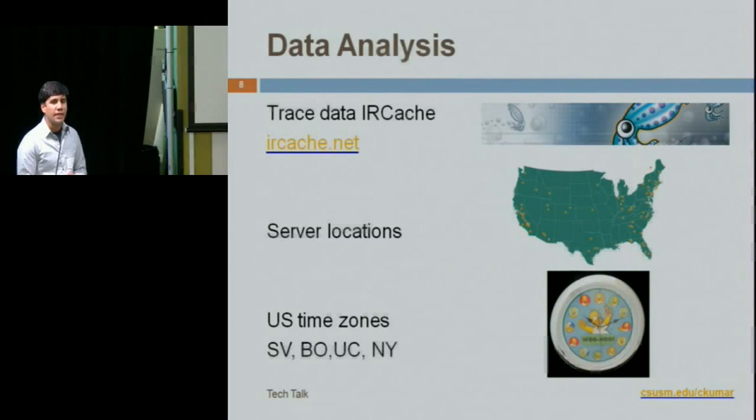All right, so for our data analysis, we procured data from the IR Cache network, which has a collection of 10 proxy servers in 9 different US locations. And for focusing in on the location differences, we focused on servers in 4 US time zones, which include Silicon Valley, which is right here in your backyard, Boulder in Colorado, Urbana-Champaign in Illinois, and New York in New York. So servers in 4 different time zones.